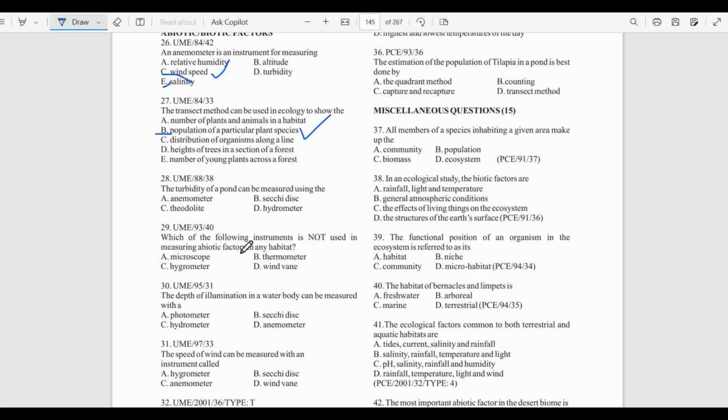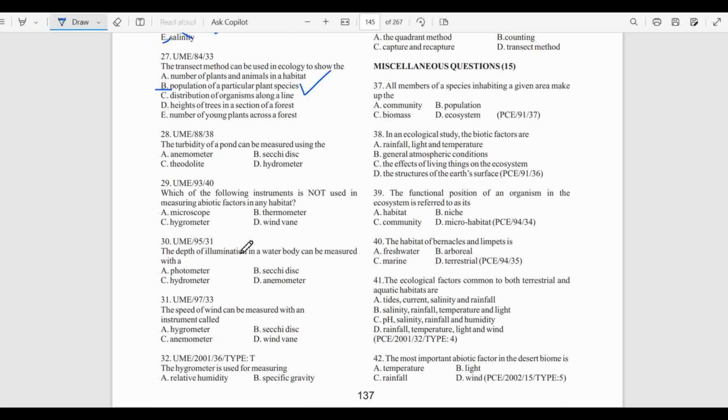Question 28. The turbidity of a pond can be measured using the Secchi disk. Question number 29. Which of the following instruments is not used in measuring the biotic factors? We have hygrometer. Remember what this is used for? Thermometer, wind vane. Microscope is used for what? For measuring biotic, right? So the right answer to question 29 is B.